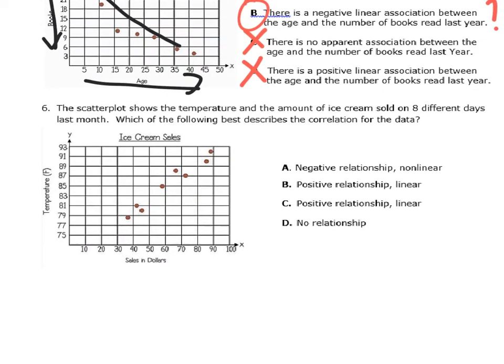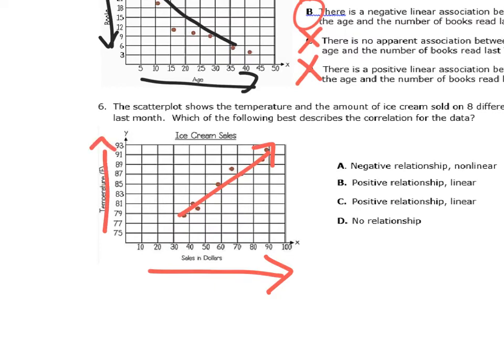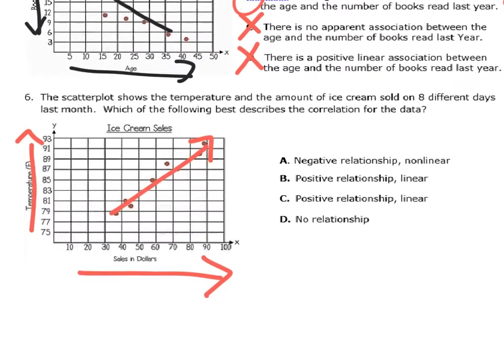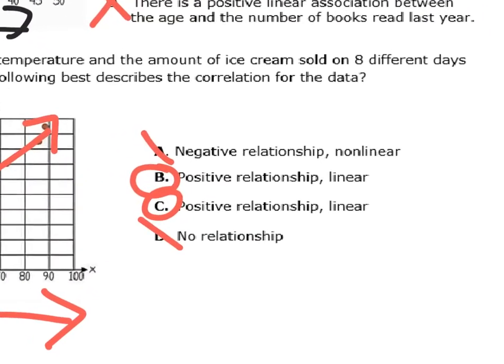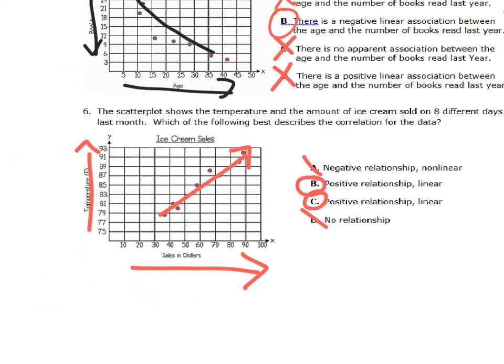The scatter plot shows the temperature and the amount of ice cream sold on 8 different days last month. Which of the following best describes the correlation for the data? So it's generally a straight line. And it looks like as the sales in dollars increase, the temperature also increases. So we know that that would be a positive relationship, so I can cross out A and D. It generally looks like a straight line, so this should be linear. I mean, you could pick B or C. I'm pretty sure one was supposed to say nonlinear, but there's a typo there. So we're going to pick positive linear.